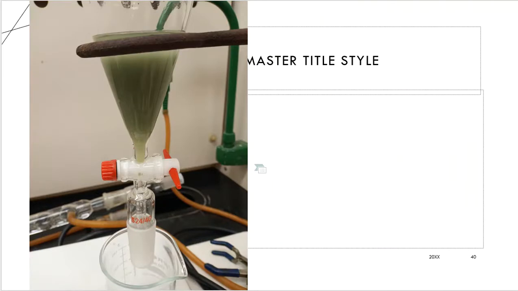And then finally, our last separatory funnel is going to come from this pool, which looks a little bit darker green at this moment. So a lot of color changes actually began to happen when we went back and dehydrated the aluminum chloride in the oven for a few hours before we used it again.